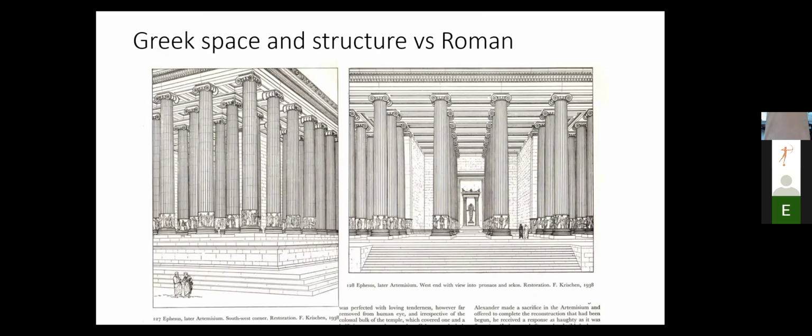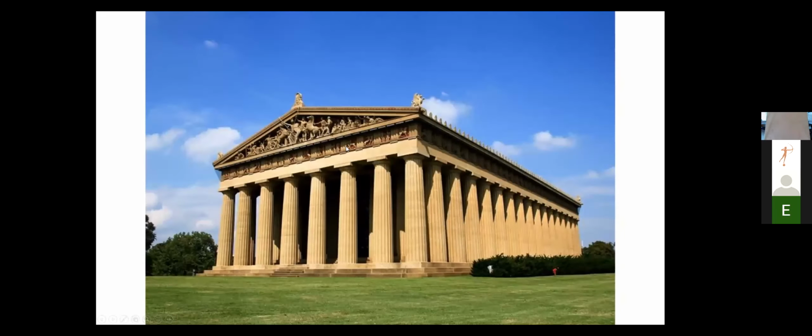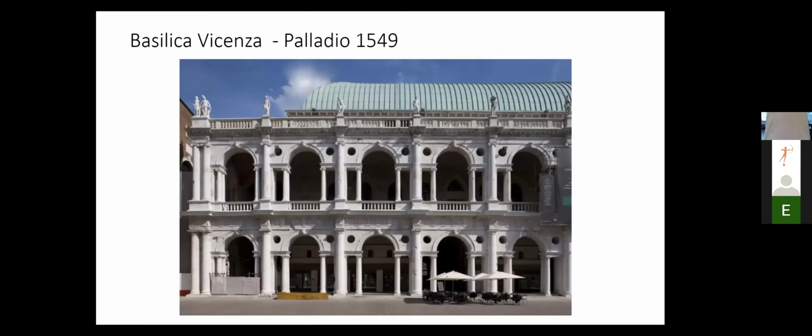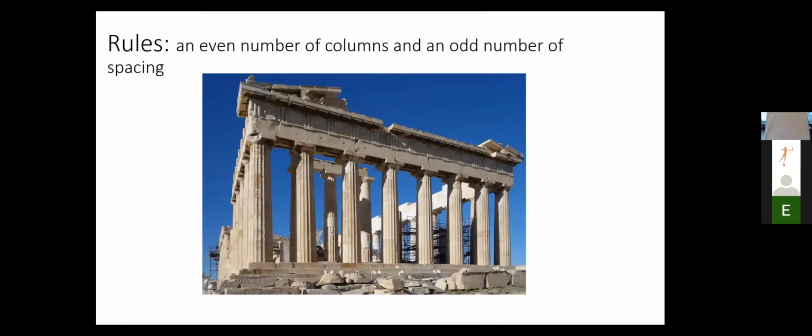The main difference between Greek space and Roman space is, of course, that the spans in Roman architecture are much further apart because we're building with arches, not a post and lintel type of construction. Also remember, there always has to be an even number of columns and an odd number of spaces.